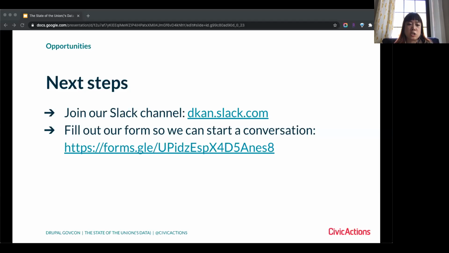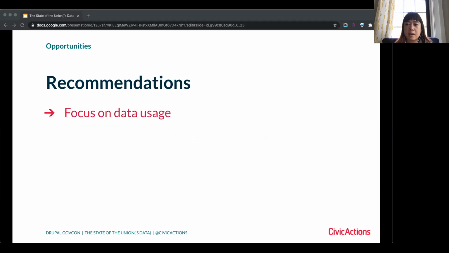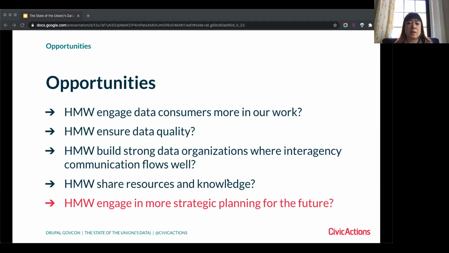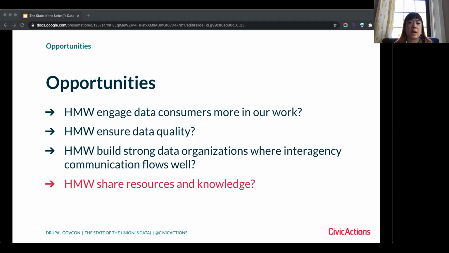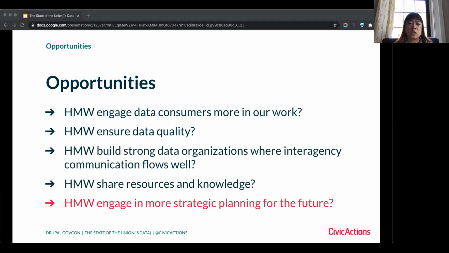But in the ideation workshops that we can run, we would be focusing on those "how might we" questions, which, if we move back to slide 29, we can try to answer. This is part of what we do in design, trying to generate ideas to test hypotheses further on. So how might we engage data as consumers more in our work?